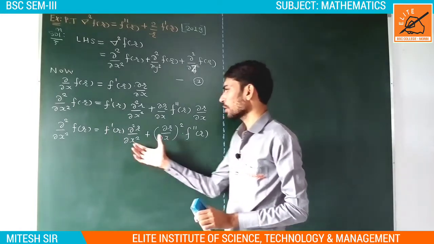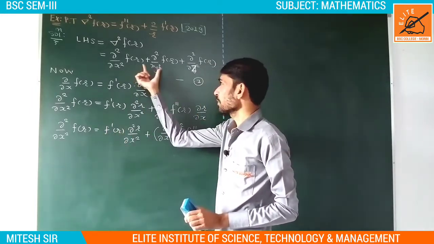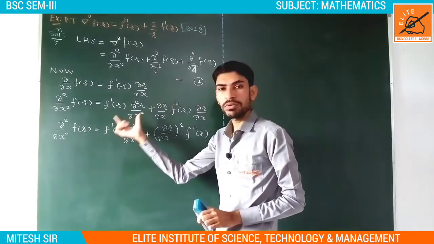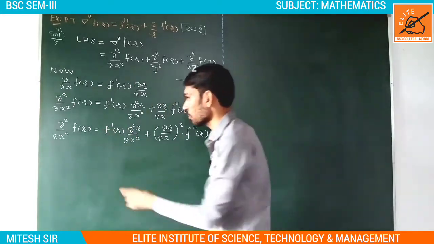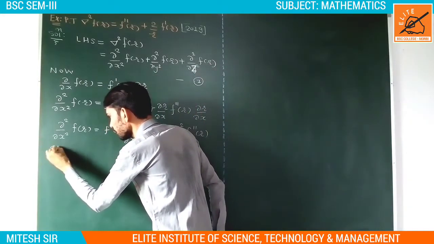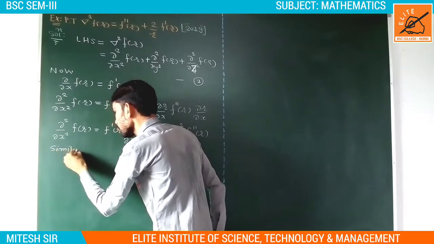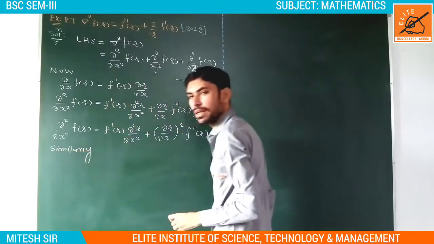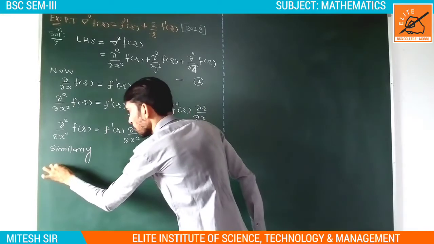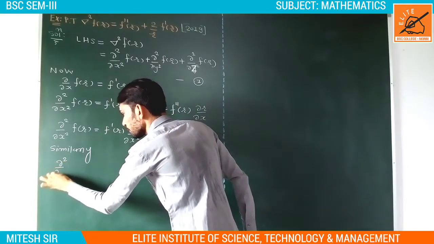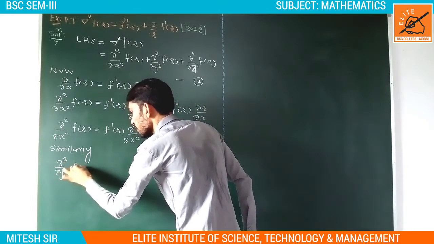So here we do not need to find separately with respect to y and with respect to z. Here you can write directly, similarly. So here we write similarly the value for del square upon del y square f of r.